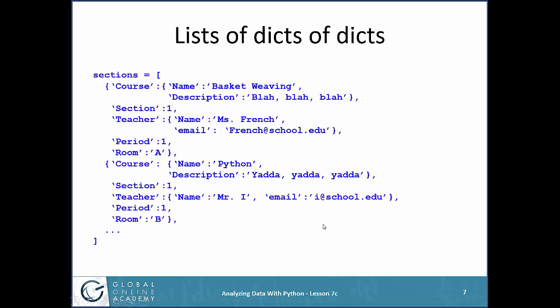Maybe I've got a list of dictionaries of dictionaries. Oh my goodness, it's getting complicated here. Okay, sections might be a list. Open the bracket, close the bracket down here. What's in the list? Well, the first element is a dictionary consisting of a course, a section, a teacher, a period, and a room. But the course wasn't just a name. The course was itself a dictionary, name and description. The teacher wasn't just the name and the email. Course here had the name, the description. Teacher had the name and the email.